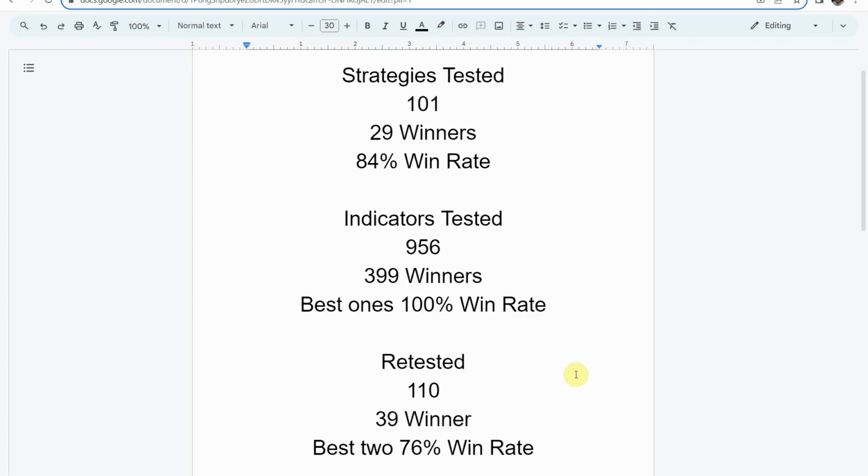We've also tested a total of 956 indicators, with 399 of them being winners. The best ones so far were able to achieve a 100% win rate. Now you need to go back and watch those videos to understand the context of how they were able to achieve that. So go back and watch those videos and see what you can get out of those winning indicators. We've also retested in the advanced testing 110 of the winning indicators. 39 of them have been able to maintain the winning status, the best two, a 76% win rate. Keep in mind that we test most of these indicators and strategies on the Forex and crypto market, but they can be applied to just about any market and time frame universally.